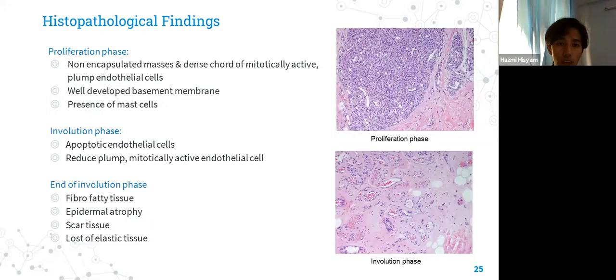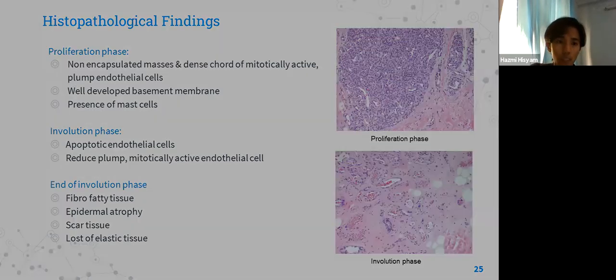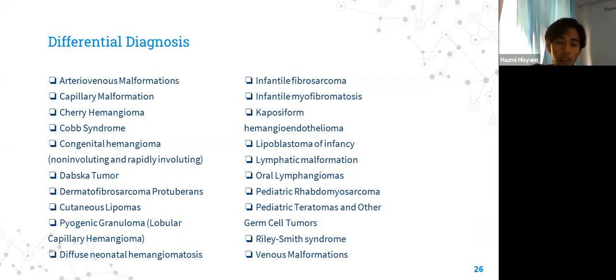Okay, so this picture shows the histopathological findings of hemangioma. I just want you to appreciate the proliferative and involution phases. In the proliferation phase, you can see non-encapsulated masses and dense cords of mitotically active plump endothelial cells, well-developed basement membranes, and also the presence of mast cells. In contrast, in the involution phase, there is deposition of fibrofatty tissue, epidermal atrophy, scar tissue, and also loss of elastic tissue. Okay, so these are some of the differential diagnoses. We can read them later.